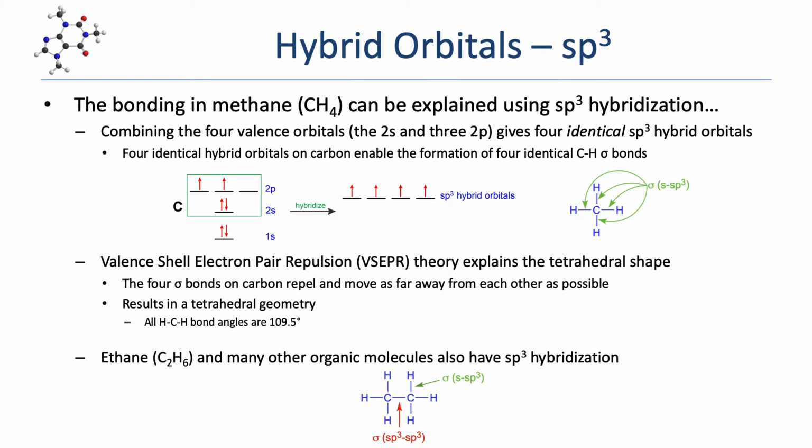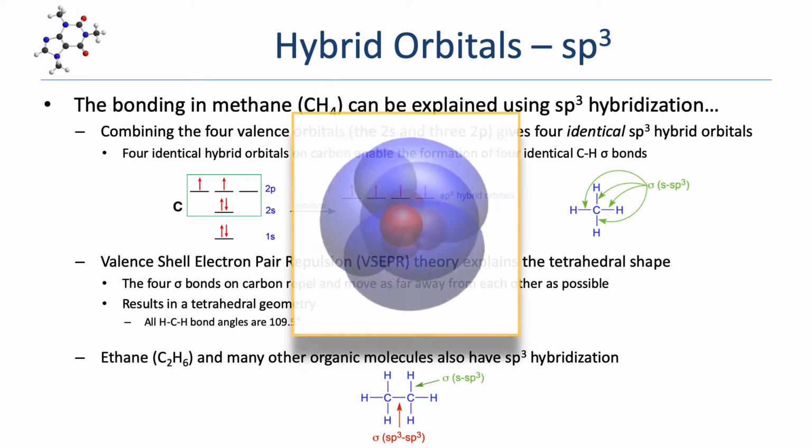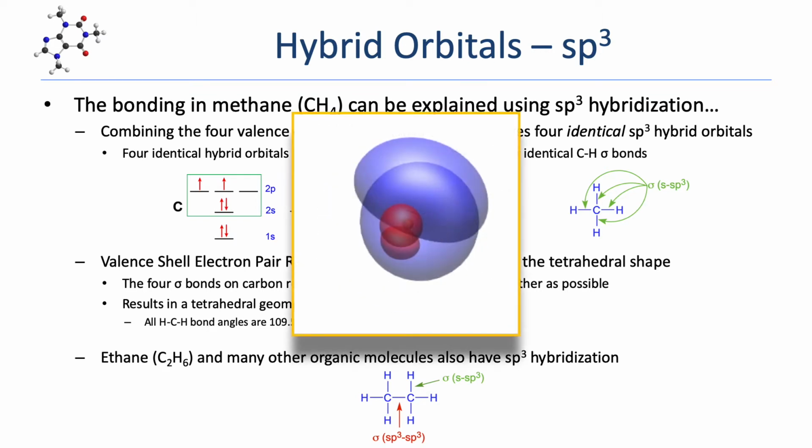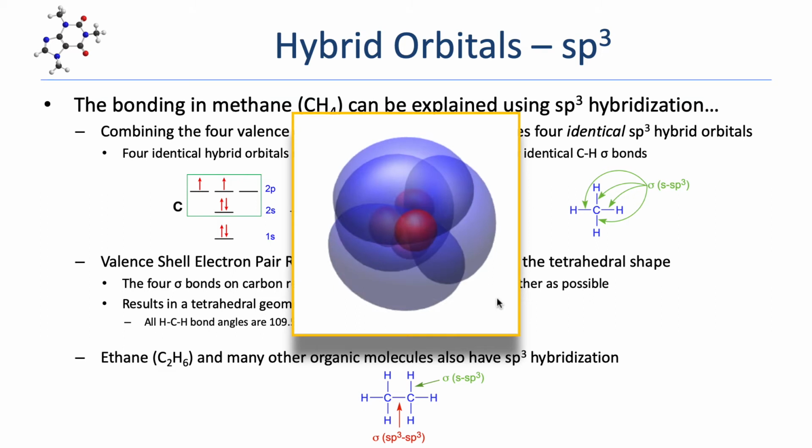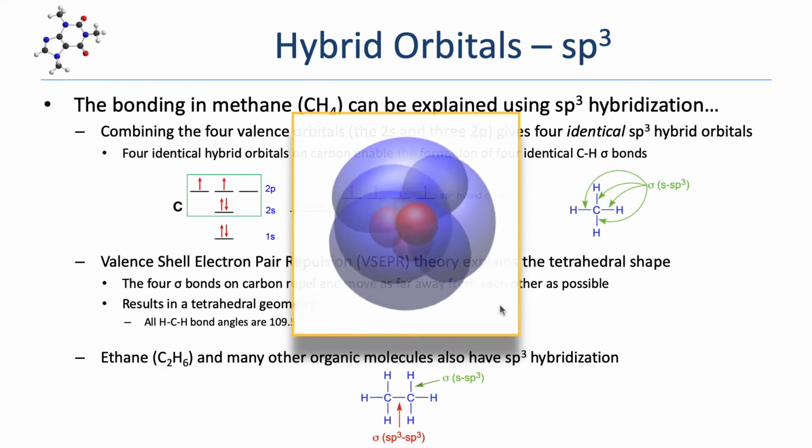Now, hybrid orbitals are named according to the orbitals that went into making them. In this case, what we made were sp3 hybrid orbitals because it's 1 s orbital and 3 p orbitals that combine to make each one. Now that we have 4 identical valence orbitals on carbon, we can use those orbitals to make 4 identical bonds to hydrogen, which is exactly what we need for methane.